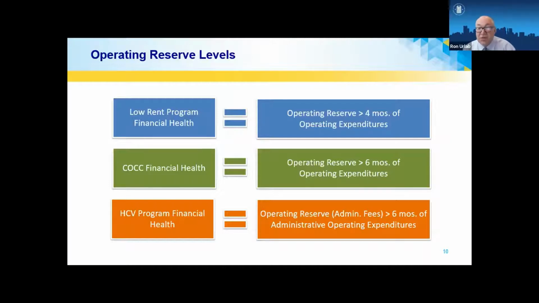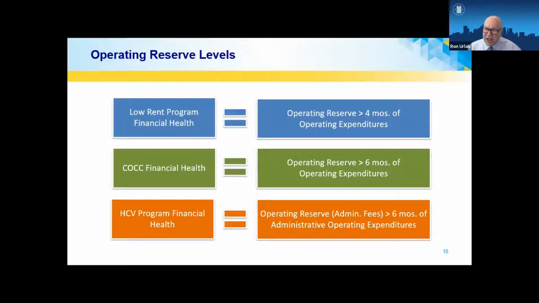And everybody's going to be a little bit different depending on the size. So for low rent, HUD comes in and says, we want the reserves to be above 4 months of your budget, of your operating expenses, right? 4 months of the budget. And they're going to grade you on that under PHAS, which we'll get to a little bit later. For the COCC, it's recommended to have 6 months, or half of a budget year, as a reserve.